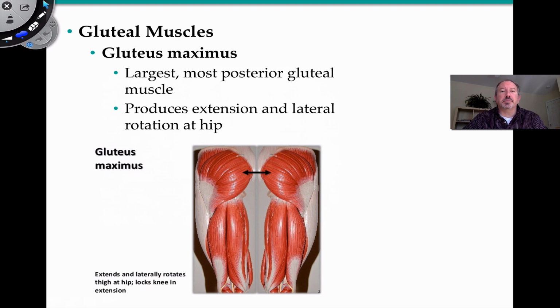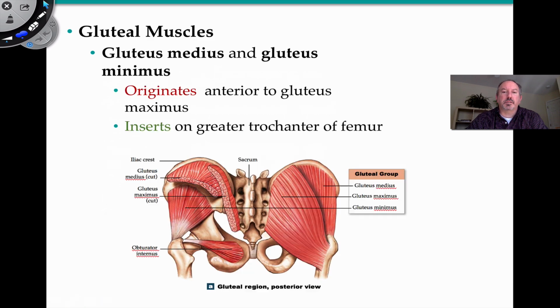So gluteus maximus. All right, here it is. Very large posterior gluteal muscle, sometimes known as the butt muscle right there. It produces extension and lateral rotation of the hip. That's right. Your gluteus maximus, in other words, your large glute. And then you have gluteus medius and gluteus minimus.